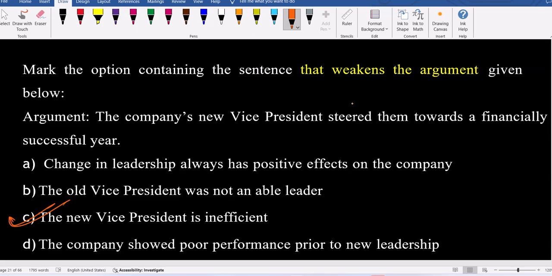Weakening means opposing that argument. If I say that he is inefficient, then that argument will be weakened. The remaining options will not disturb it. Change in leadership has a positive impact: that's supporting it. As the new person came, we are going in a positive direction. The old vice president was not able, not a capable leader, while the new vice president is an able candidate. This is all supporting. Weakening is option C.